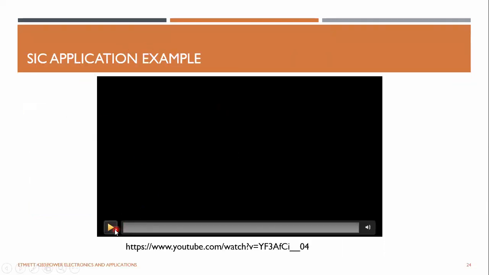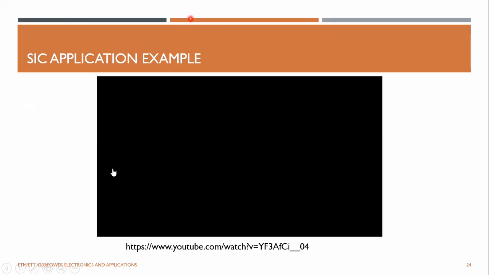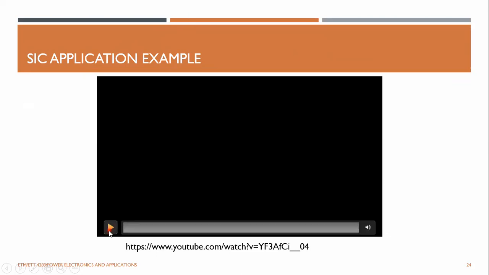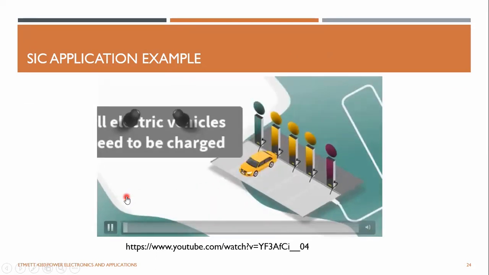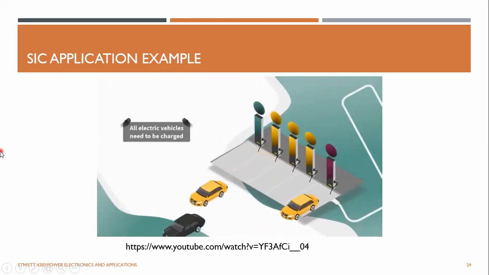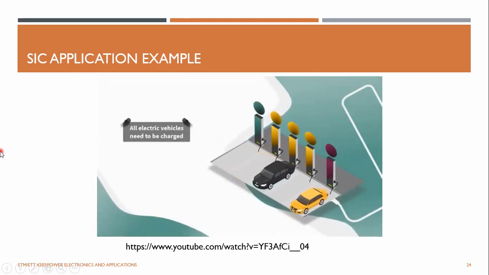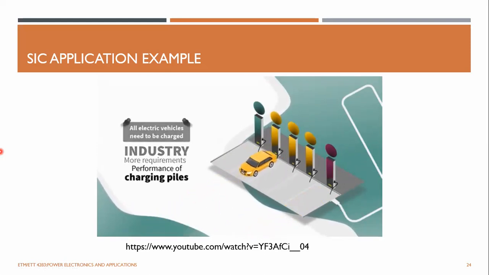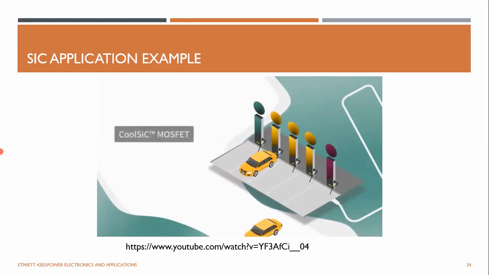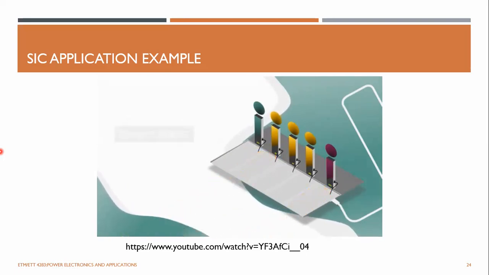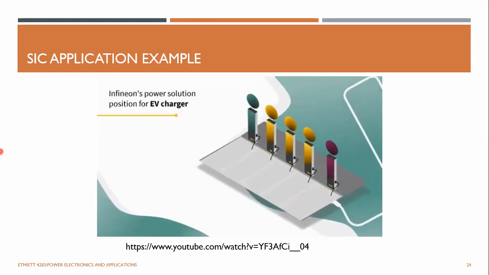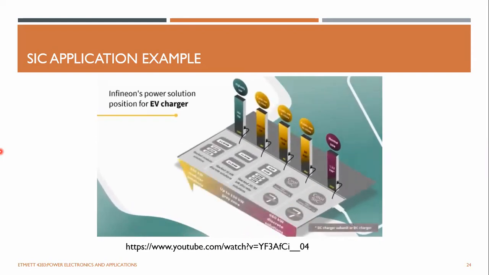Okay, now I will show you an application of silicon carbide. All electric vehicles need to be charged. With the growing market of electric vehicles, the industry has put forward more requirements for the performance of charging piles. Luckily, the emergence of 1200-volt CoolSiC MOSFETs has helped the charging pile industry make chargers smaller, faster, and more efficient. Let's start by seeing Infineon's power solution positioning for EV chargers today.